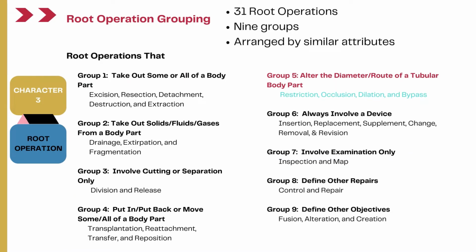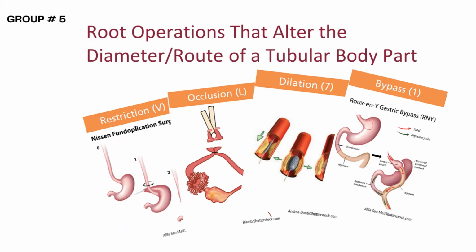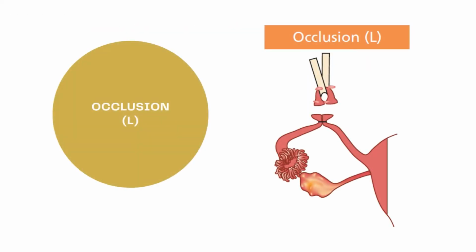As you all know, there are 31 root operations in ICD-10-PCS, specifically in the medical and surgical section, and these root operations are divided into 9 groups based on similar attributes of surgical procedures. Today, we are looking at the fifth group, which talks about root operations that alter the diameter or route of a tubular body part. So we are basically talking about procedures that are done on tubular body parts. There are 4 root operations in this group: restriction, occlusion, dilation, and bypass. And today we are looking at occlusion, which carries a character value of L.